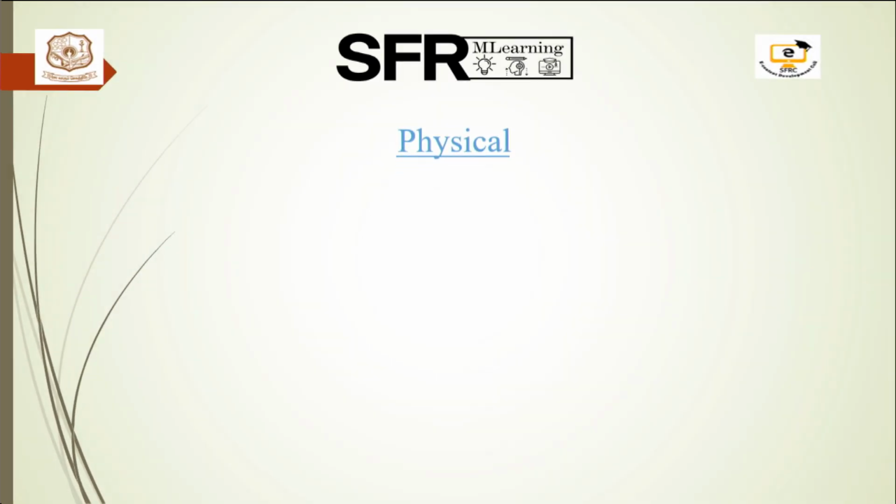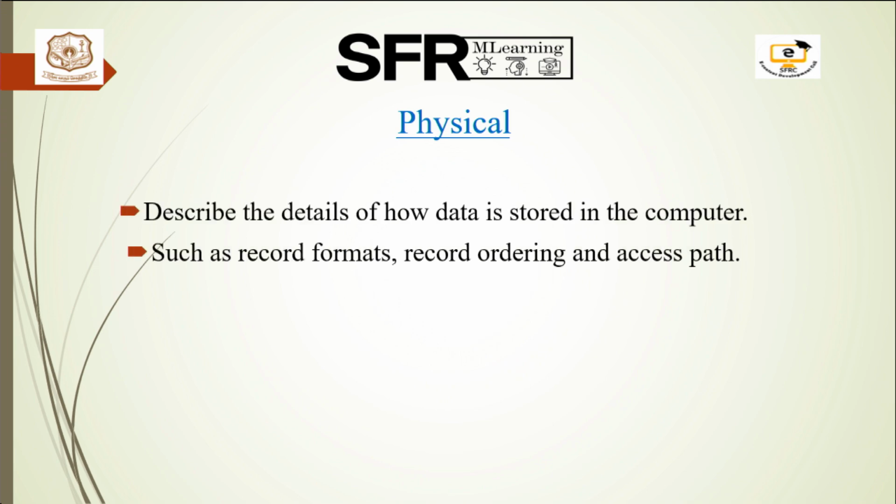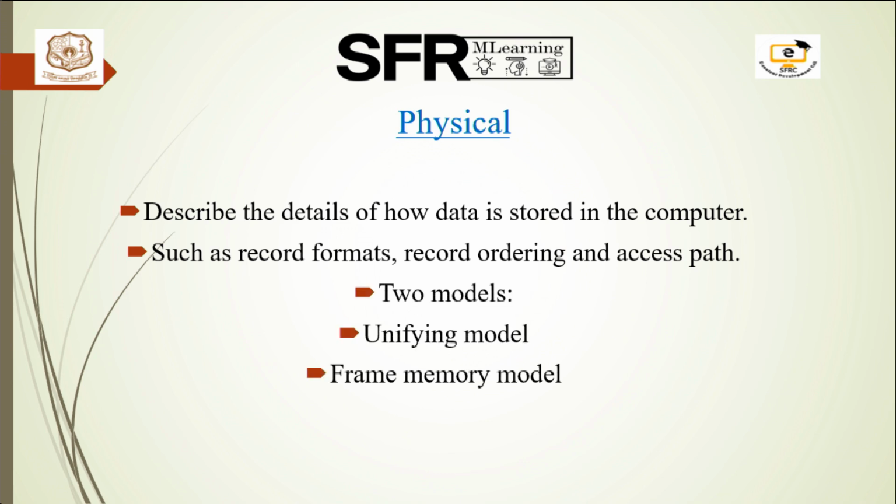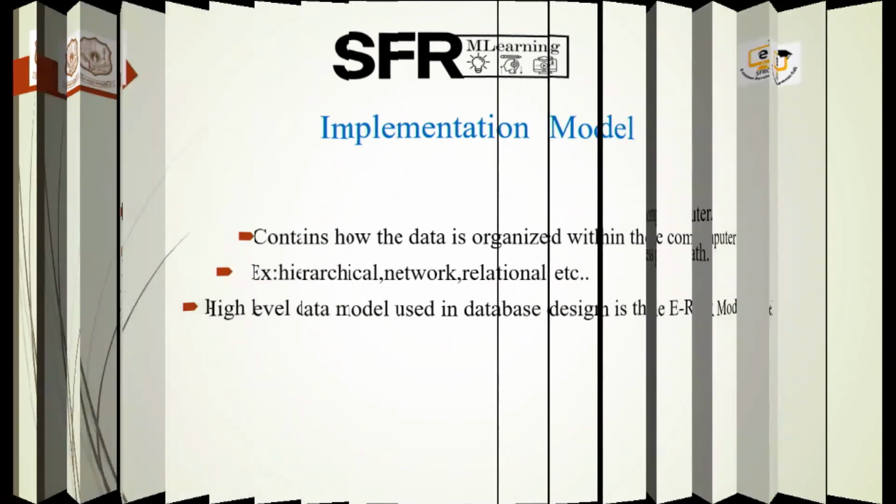Second one, physical model. Physical model is also known as low level model. It describes the details of how data is stored in the computer, such as record format, record ordering and access path. There are two famous models: one is the unifying model and another one is the frame memory model.